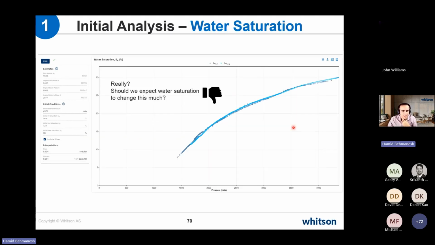The third one is the water saturation profile. Somebody asked whether the plots on the right-hand side would be useful. So it's the water saturation profile, and we see there's a drastic change from 30% to 5% for the water saturation.